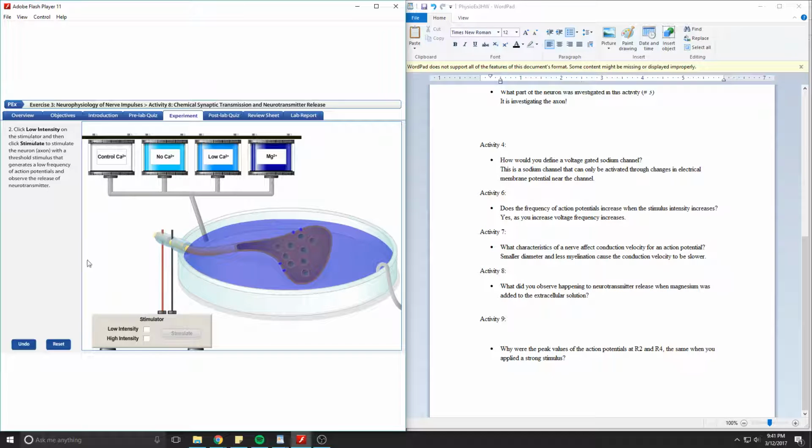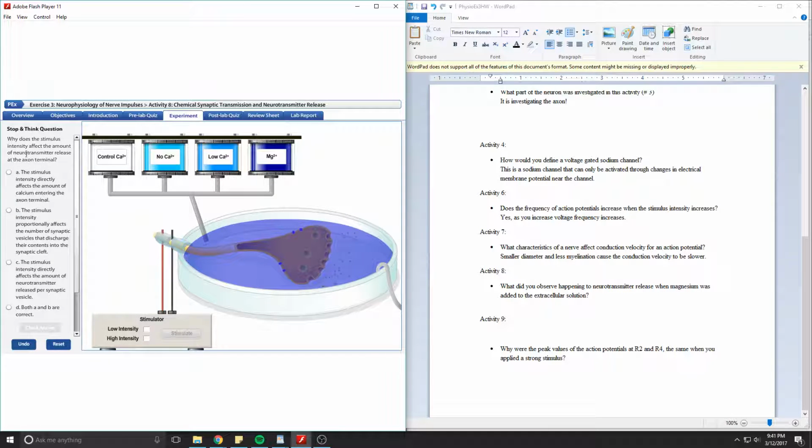All right. Click low intensity. Stimulate. Okay. ACh is being released, but only a little bit. Okay, now we're going to click high and stimulate. Okay, now a lot more ACh is being released. Interesting. The stimulus intensity directly affects the amount of calcium entering the axon terminal. Yeah, I mean, the stimulus proportionally affects them.